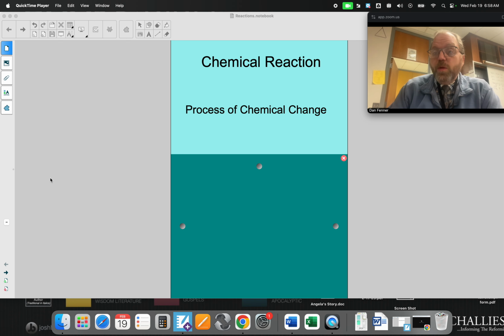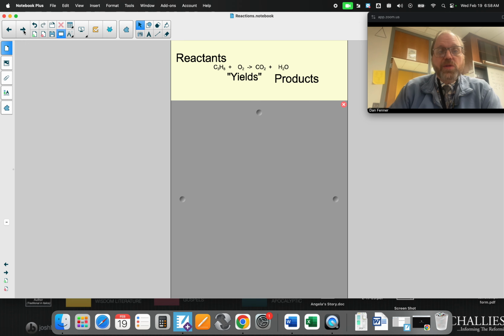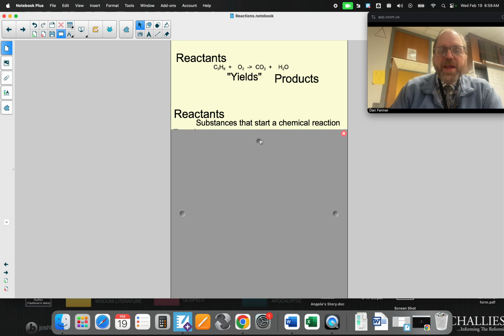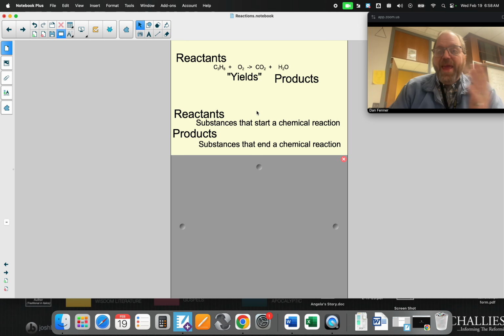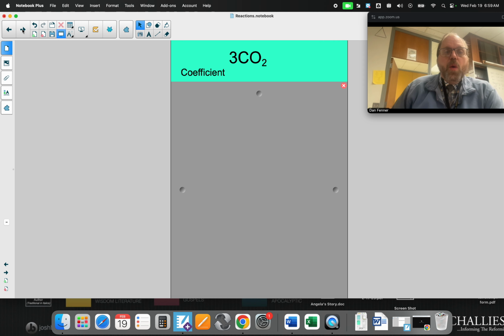Now, when we have a reaction, there are two parts. We have reactants, we have products, and the little arrow in the middle here, we say yields. So reactants, yields, products. Reactants are defined as the substance that starts a chemical reaction. So we always begin with the reactants. That would mean products are the end of a chemical reaction. So reactants begin, products end, yields in the middle. That's the process.